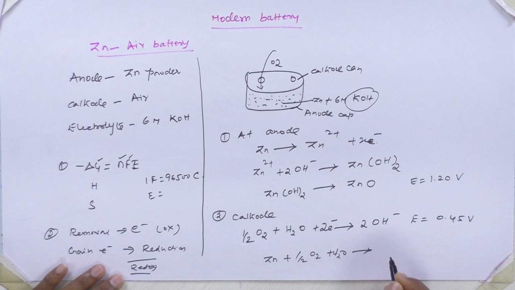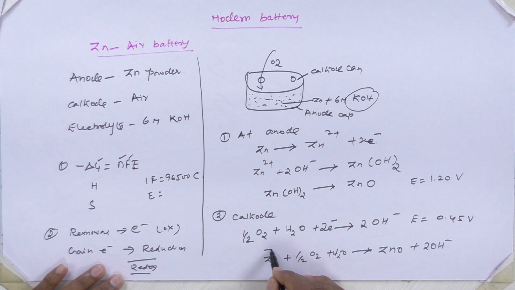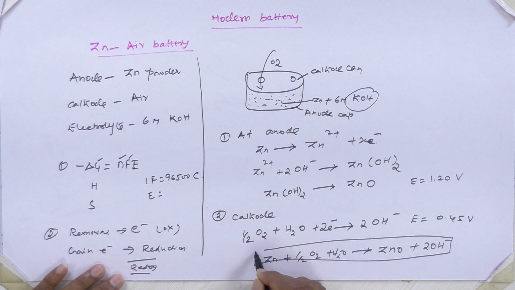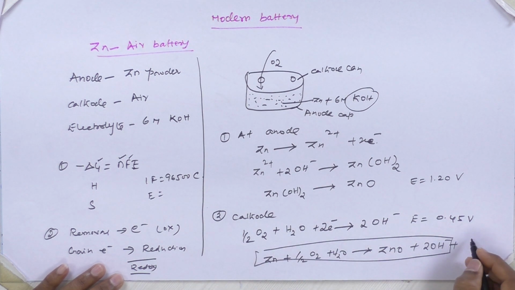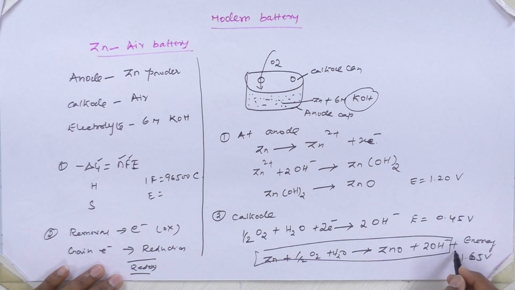It gives zinc oxide plus 2 moles of hydroxide anion. So, due to this redox reaction, it will release a considerable amount of electricity as output, and it corresponds to 1.65 volts. So, a zinc cell is able to produce a maximum of 1.65 volts output.